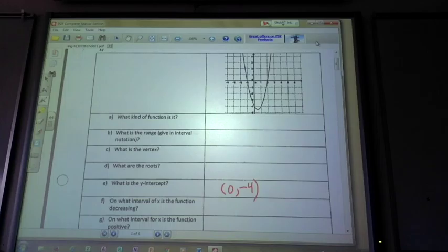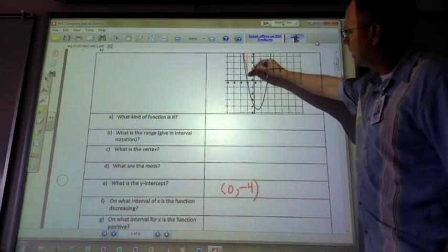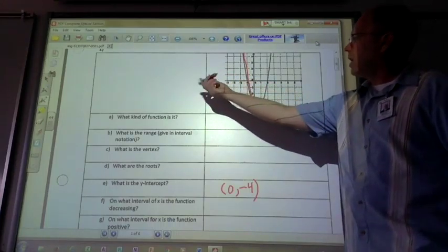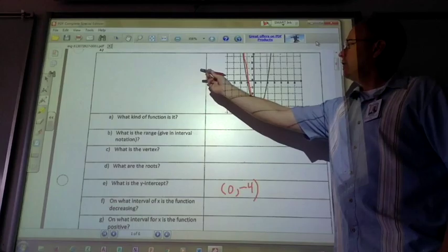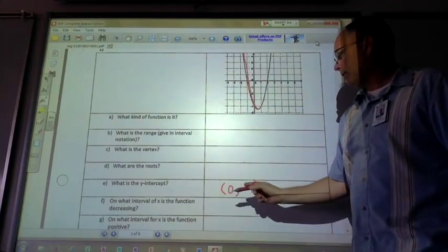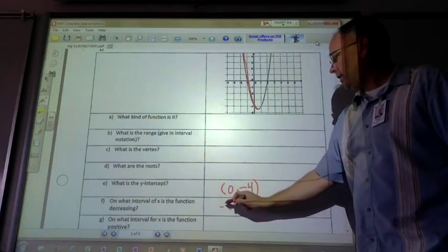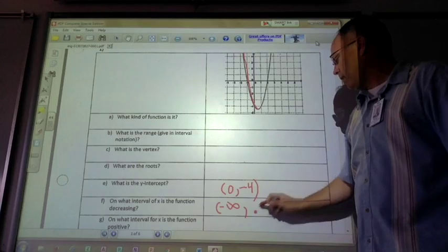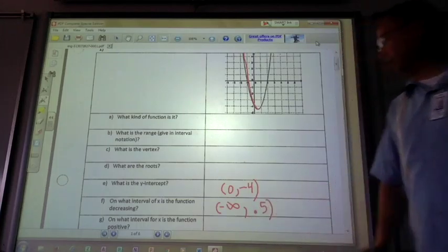What interval is the graph decreasing? So it's decreasing here. So it's coming from, in the x direction, it's decreasing, decreasing, decreasing, decreasing, decreasing. So it's coming from -infinity, and it's getting to 0.5. Remember, it's talking about what it is doing in the x direction.